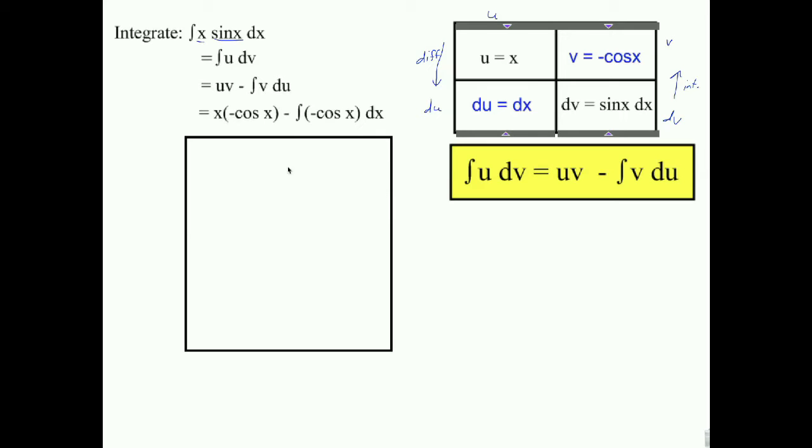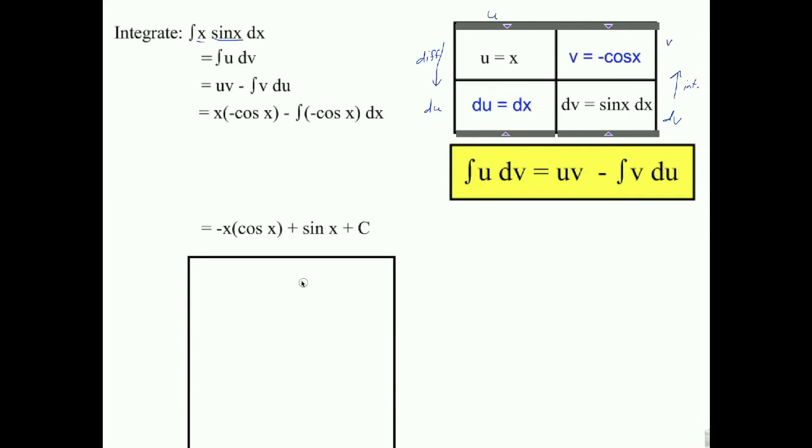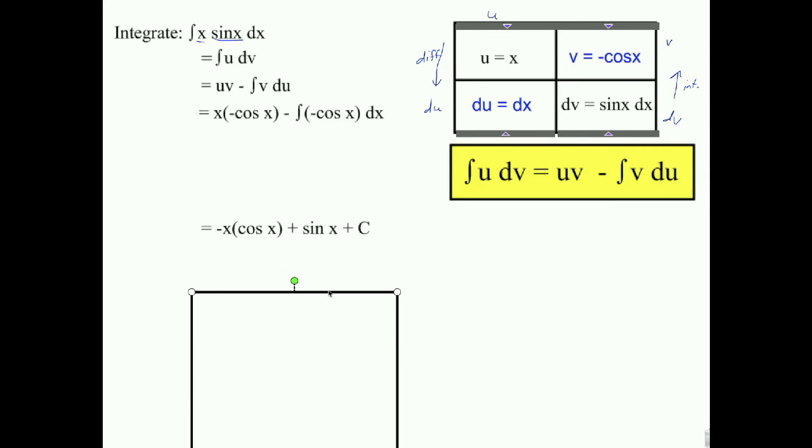This is just going to be negative x cosine x, and the integral of negative cosine x is sine x, and we put our plus c. And so there is our answer.